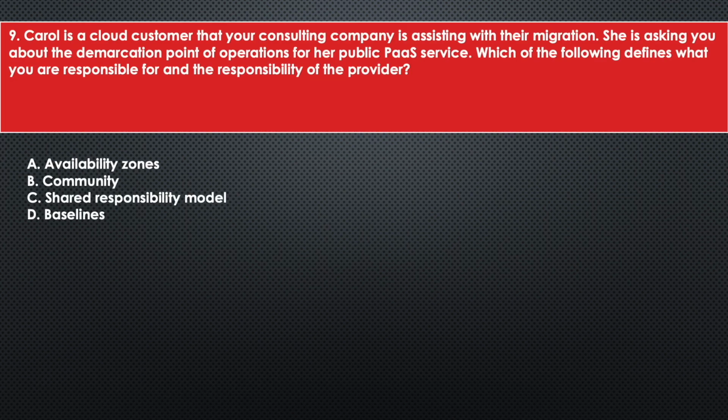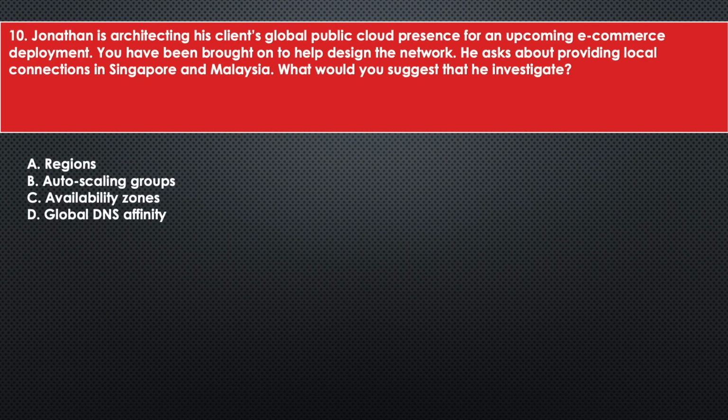9. Carol is a cloud customer that your consulting company is assisting with their migration. She is asking you about the demarcation point of operations for her public PaaS service. Which of the following defines what you are responsible for and the responsibility of the provider? A. Availability zones. B. Community. C. Shared responsibility model. D. Baselines. Answers: C. The shared responsibility model outlines what services and portions of the cloud operations the cloud consumer and the provider are responsible for.